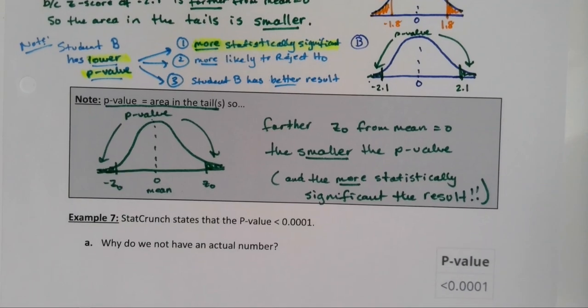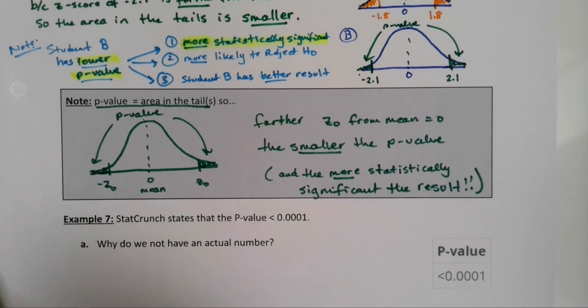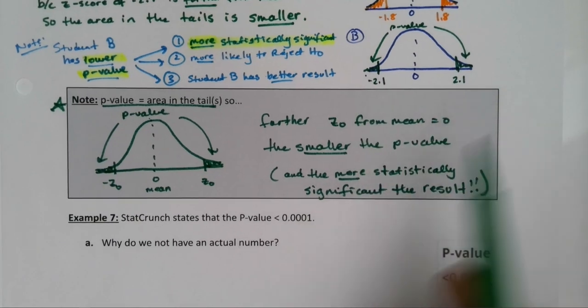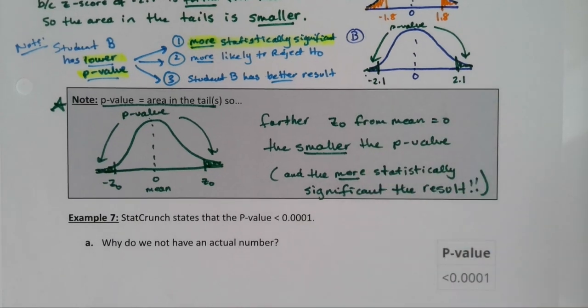Nice. All right, so that's key. You want to make a strong note of that. Your z0s being larger make it farther from the mean. The farther it is from the mean, the smaller the p-value.